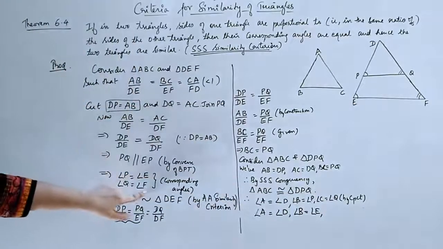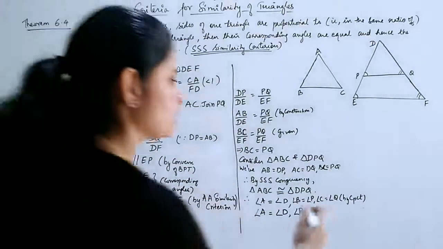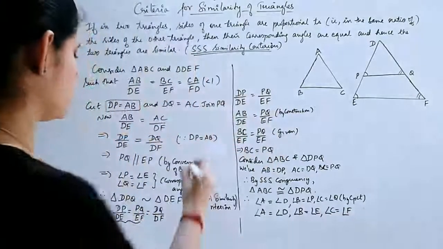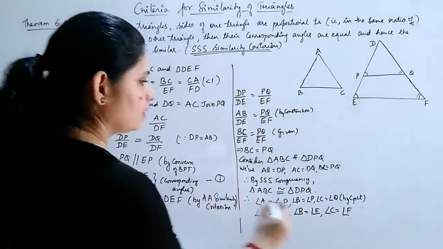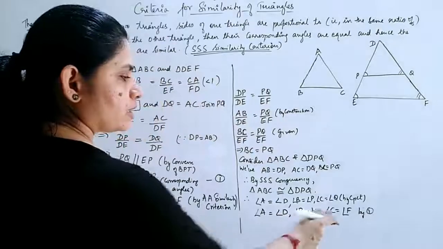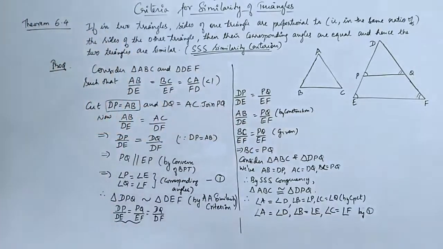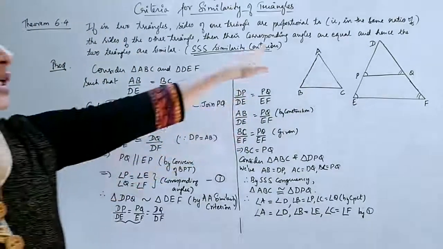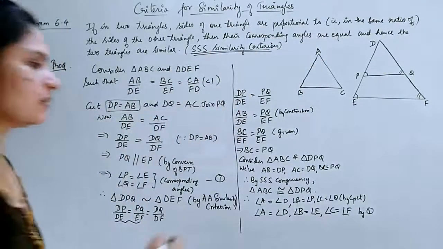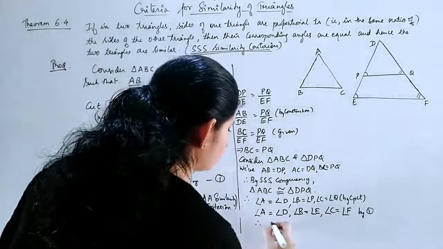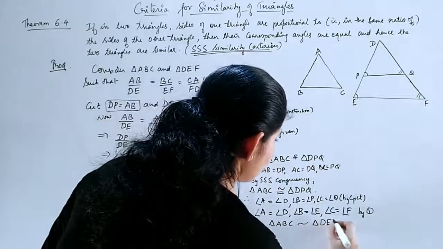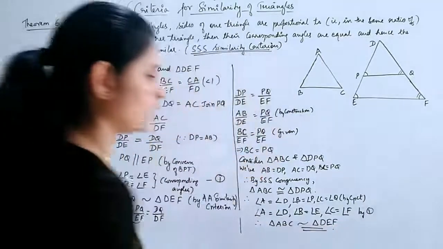Here angle Q is equal to angle F, so that comparing you will get angle C equal to angle F. And suppose this is your equation number 1. Therefore what you got, all the three pairs to be correspondingly equal. That means all the corresponding angles are equal, and hence the two triangles will be similar. Which are the two triangles? Therefore, triangle ABC is similar to triangle DEF.